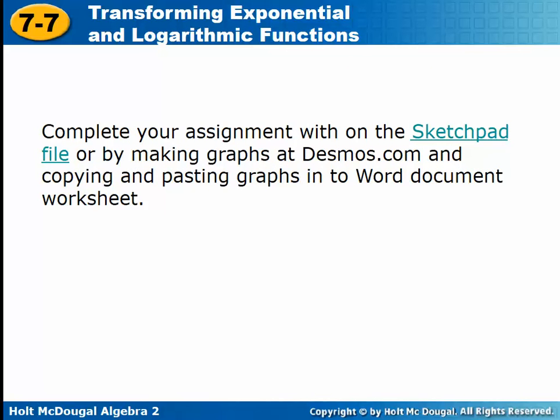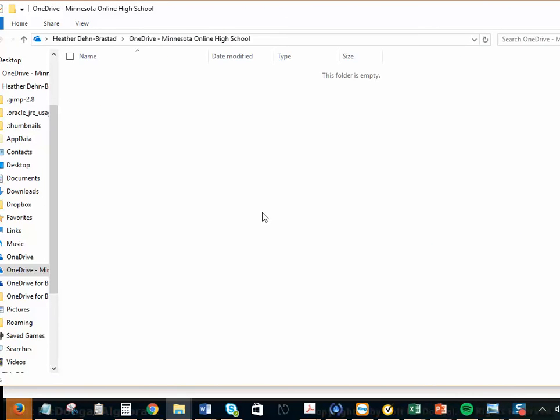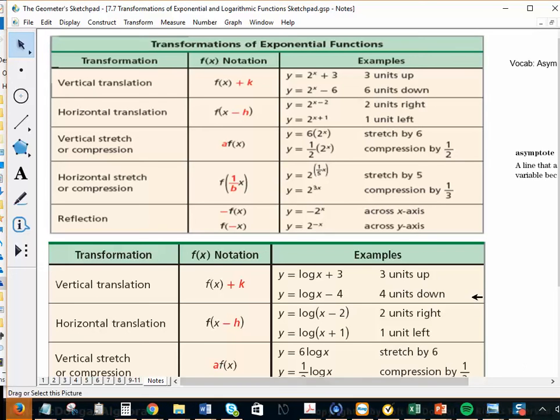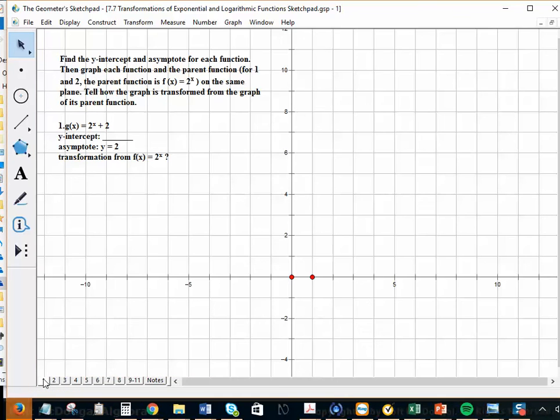All right, so now we're going to look at some of the problems from your assignment. So yours, you can either do it in Sketchpad or Desmos. I'm going to do it in Sketchpad because it's all set up here. So on the Sketchpad, I have several pages that you're going to do, and one of them is a page of notes. So on your page of notes are some of the things that we've looked at already, the transformations of exponential functions, the transformations of log functions, and the information about what an asymptote is. And then we'll go back over here to page 1.